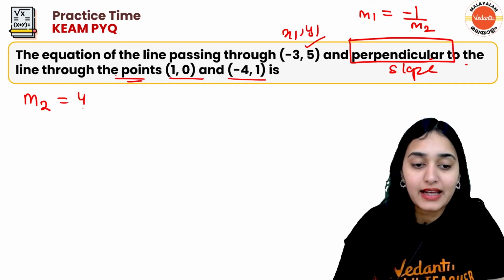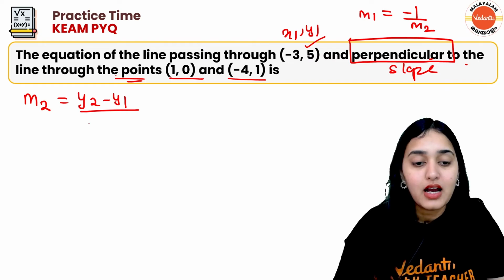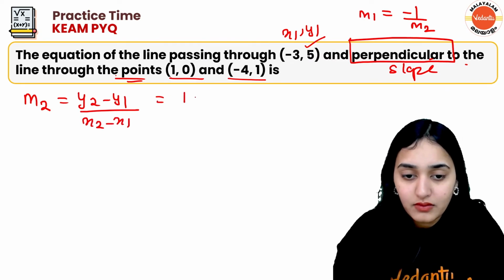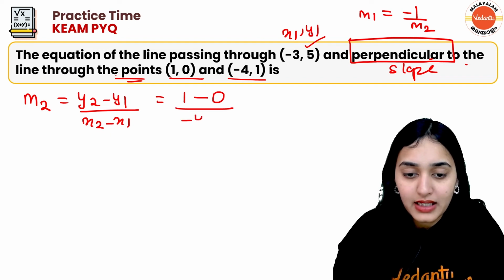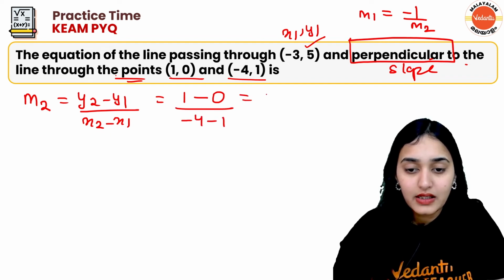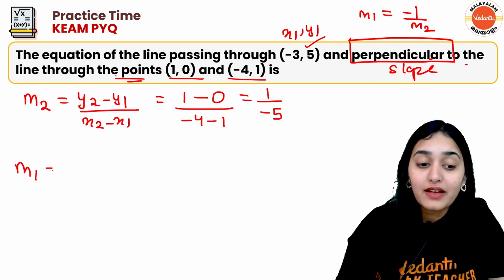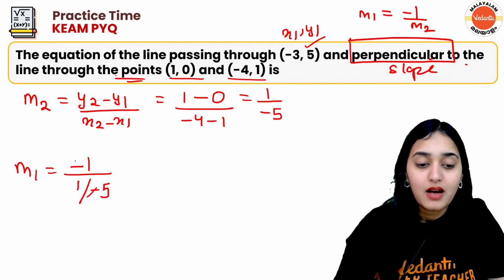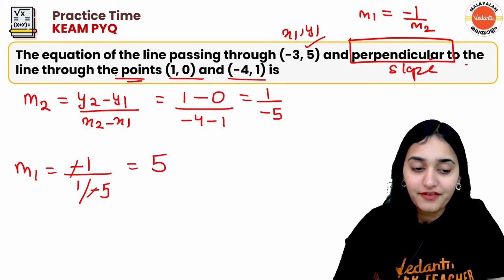Slope of the second line is y2 minus y1 upon x2 minus x1. So this is 1 minus 0 upon minus 4 minus 1. So this is 1 upon minus 5. Okay. Now m1 will be minus 1 upon minus 5. Minus minus cancel, it will be 5.